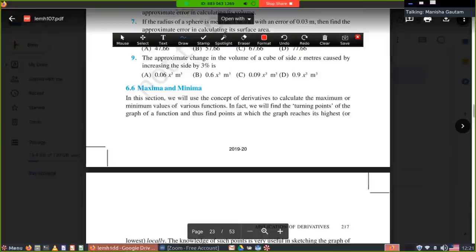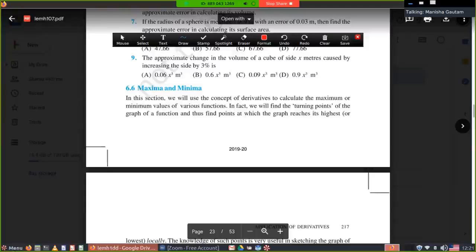The previous exercise on approximation value is not in our syllabus now, so that's why we have skipped that one. And now we'll do exercise 6.5, that is on the basis of maxima and minima.